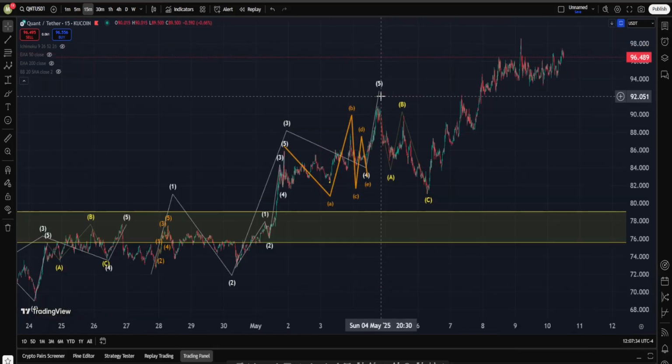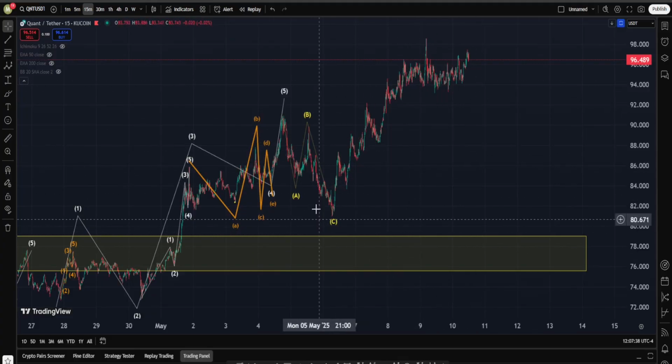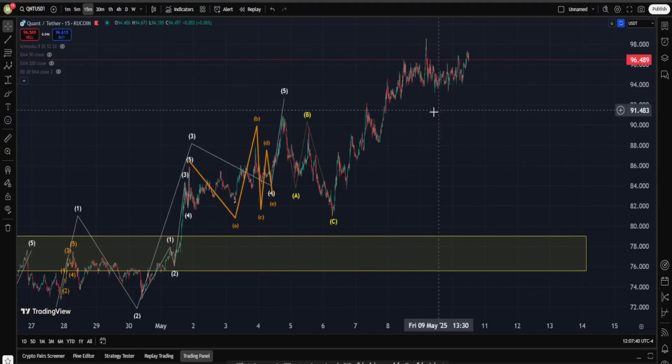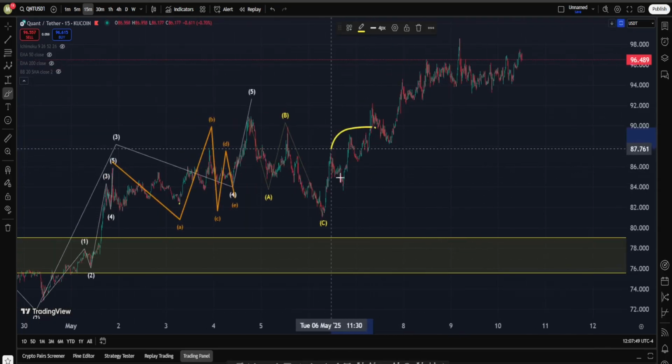In this video, we are going to check out QNT's price chart. And now we are seeing some very interesting signs suggesting maybe we are actually much more bullish than I initially thought. Because if you remember in the previous video, we were right around, I believe, these areas.